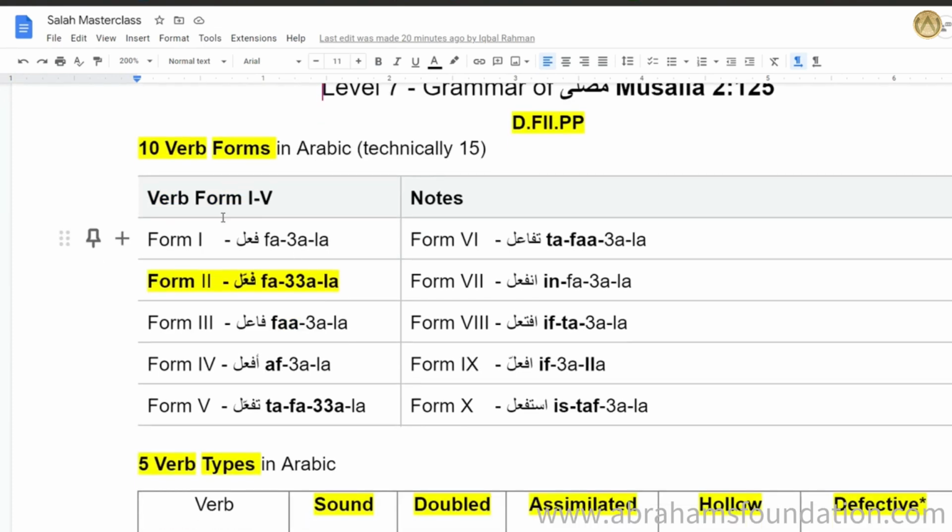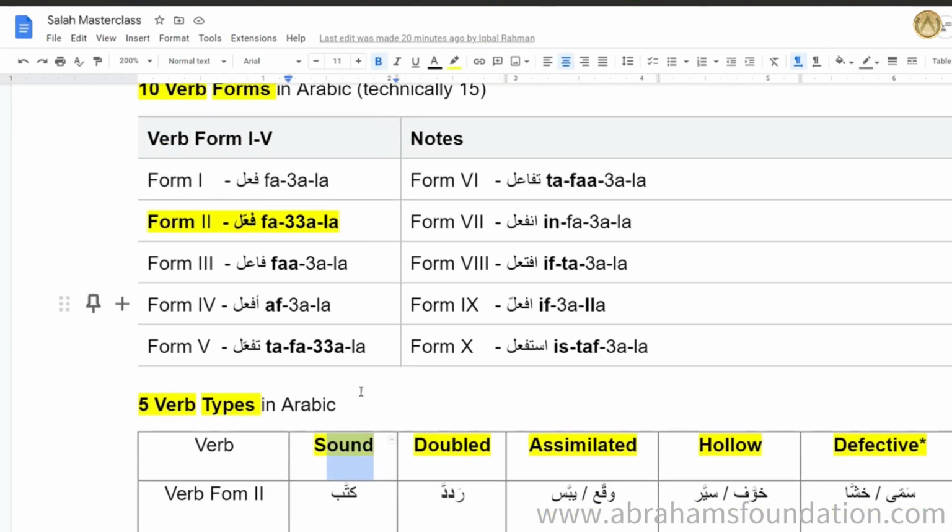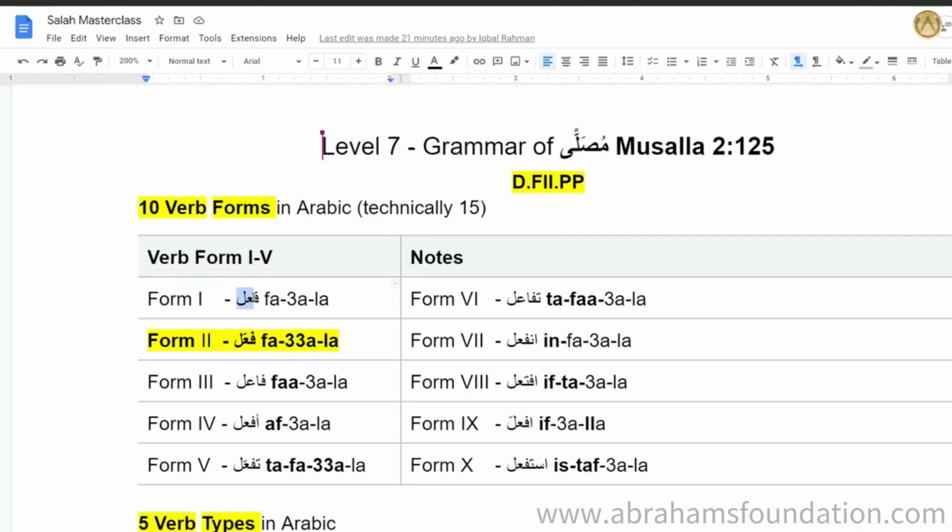Now, the next thing is, what are the verb forms? You don't have to know all 10, but if you're learning Arabic, you should know this. And this is the verb form of a sound verb, which we're going to see soon. This is the famous verb that every Arabic class always uses, fa'ala. This is the template of regular verbs, because there are a lot of irregular verbs we're going to see. And Muṣalla is not a regular verb.